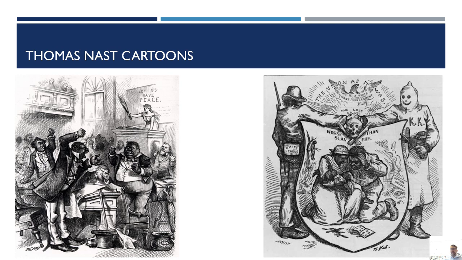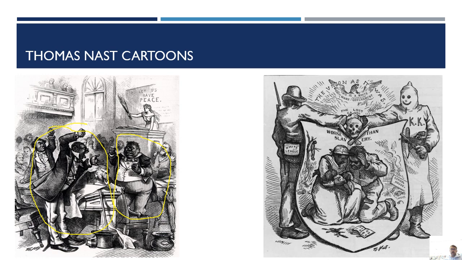And finally, we have two contrasting Thomas Nast cartoons. Nast in the first cartoon shows Reconstruction, this myth of black incompetence, by showing how African Americans, in a really awful caricature of their intellect, are yelling and shouting instead of being peaceful, thoughtful, logical, law-abiding citizens. So he's criticizing black political leadership in this first cartoon.